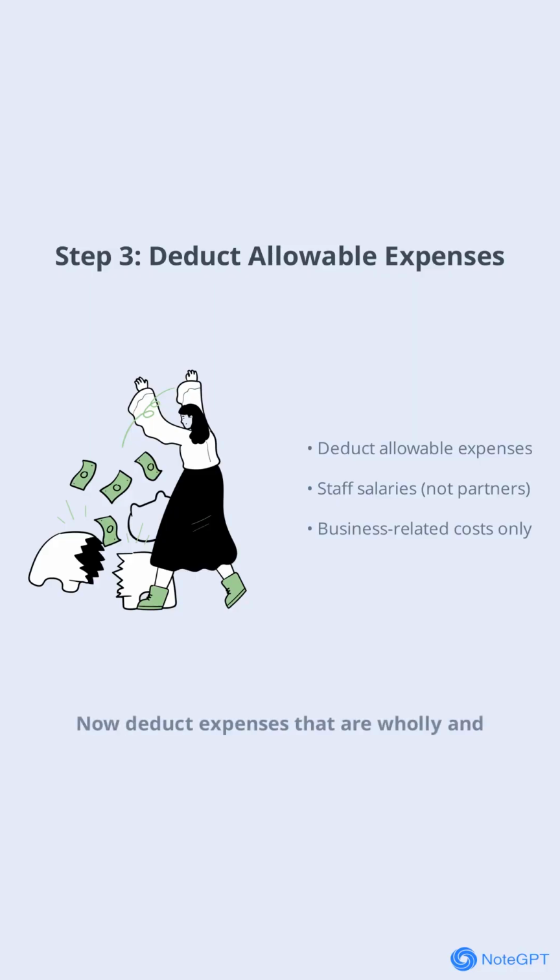Now deduct expenses that are wholly and exclusively incurred for producing gross income. These are allowable expenses and include staff salaries and wages, excluding partners, rent, utilities, insurance for business premises, repairs and maintenance, business-related travel, professional fees, and approved donations. Only these types of expenses can reduce the taxable income of the partnership.